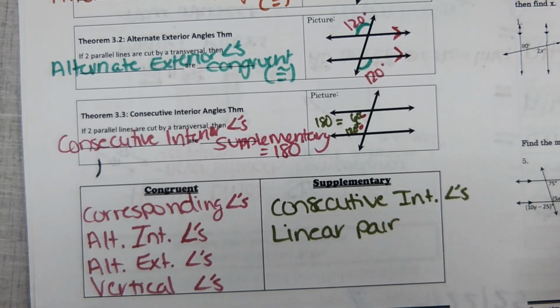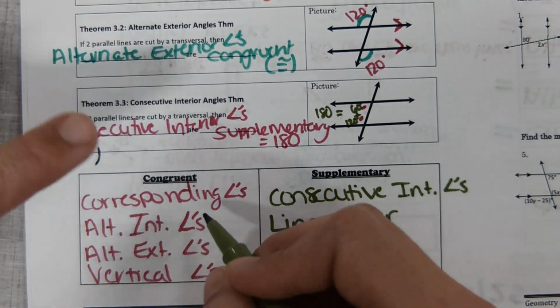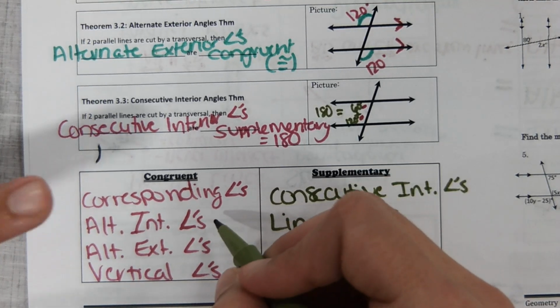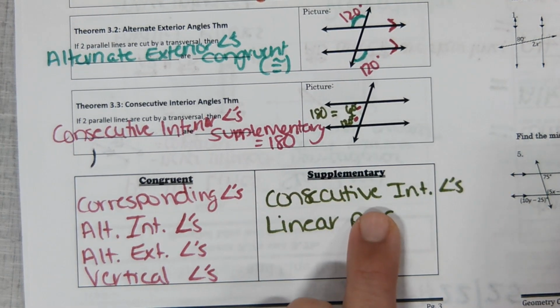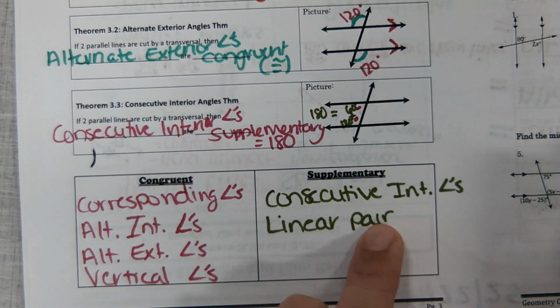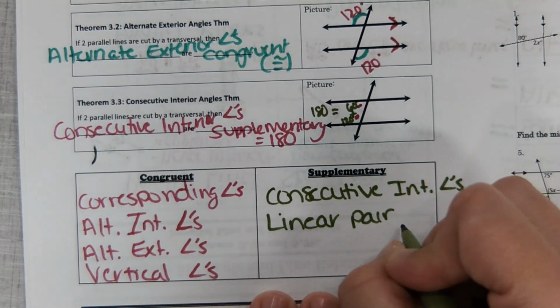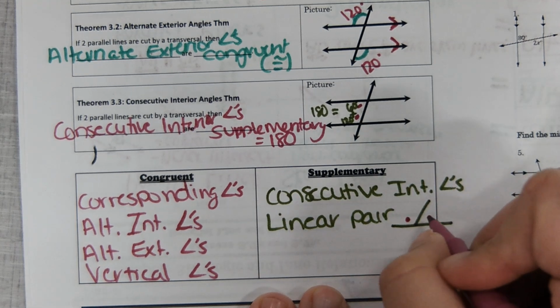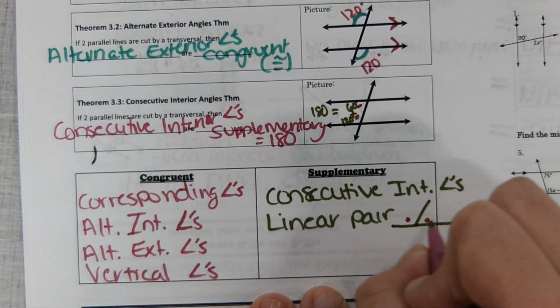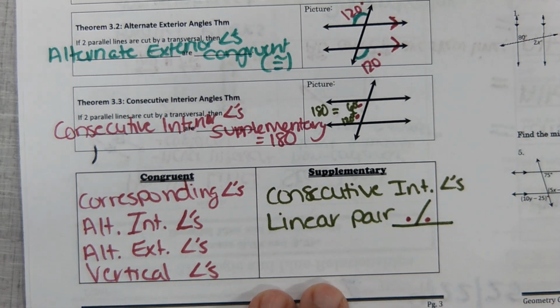Okay, and then down here in the chart, these are the angles that are congruent: corresponding angles, alternate interior angles, alternate exterior, and vertical angles. And then the angles that are supplementary are consecutive interior angles and linear pair. So a linear pair are two angles that are right next to each other that form a straight line, and those angles add to 180.